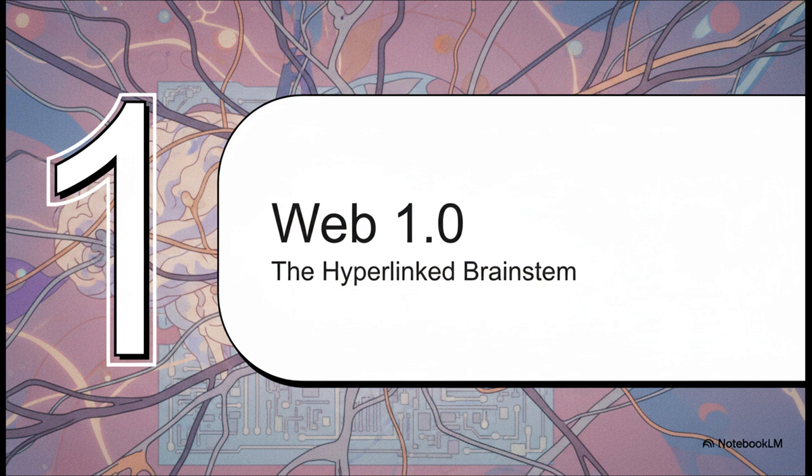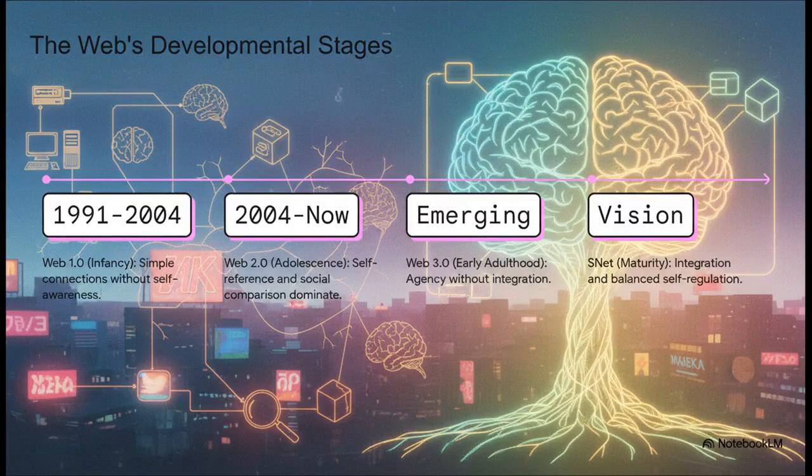Let's talk about Web 1.0, which you can think of as the web's simple, almost primitive, hyperlinked brainstem. Now, what's really interesting here is how this whole thing is framed not just in tech terms, but like the stages of a human life. We start with the infancy of Web 1.0. Then we dive into the chaotic adolescence of Web 2.0, this kind of fragmented early adulthood with Web 3.0. And then we look forward to what a mature version could look like.